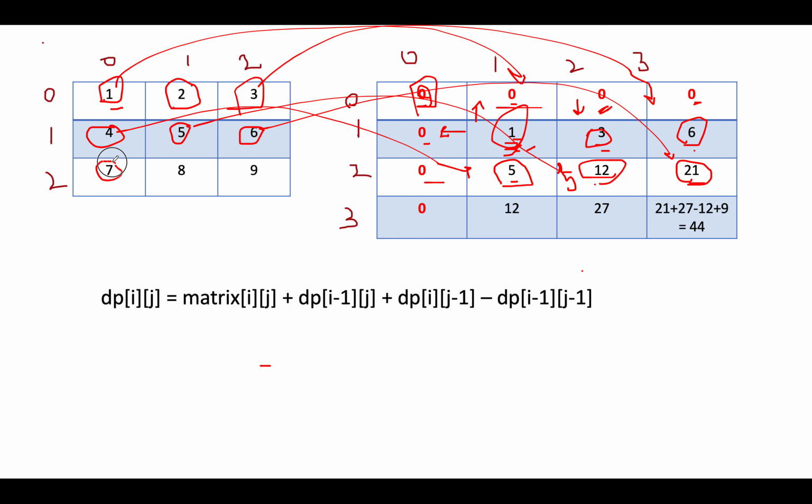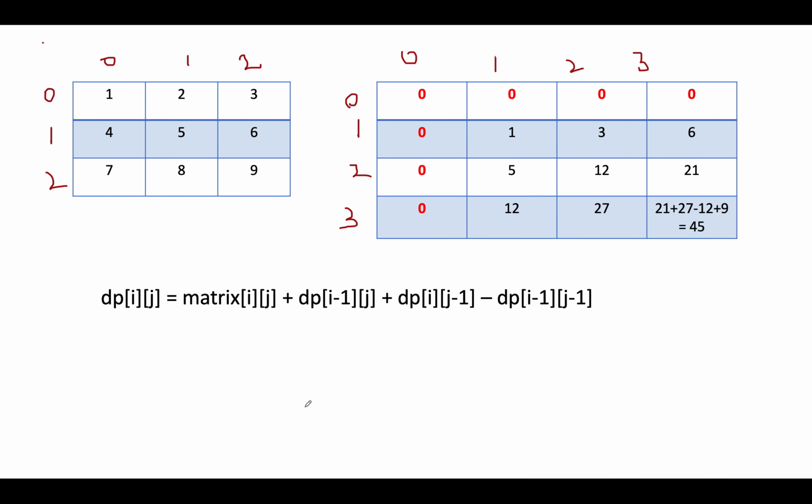Let's move on to the next iteration. 7 plus 5 minus 0 plus 0 is 12, so we get 12 here. And this value is 8, so 8 plus 12 minus 5 is 27, so we get 27 here. And also I would like to highlight one thing.